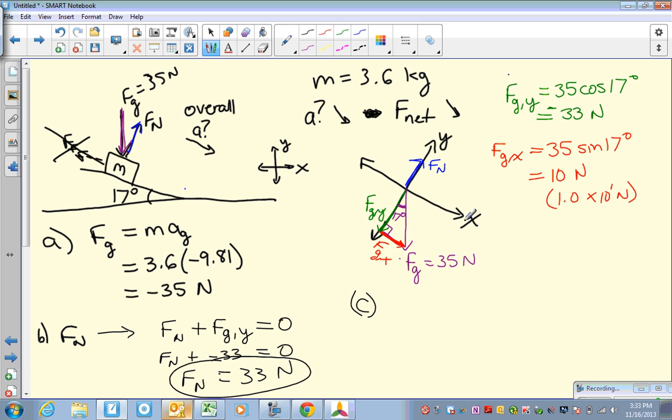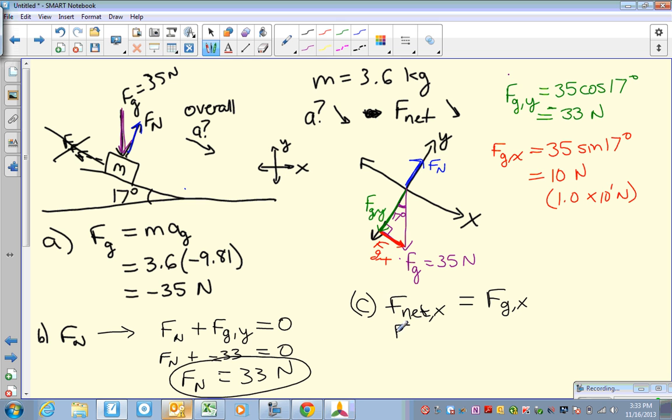So the ramp, if you notice, is the x direction. What forces are acting in the x direction? Well, if we look at it, we have normal force in the y, gravity in the y, gravity in the x. The only thing happening in the x direction is FGX. So really, F net in the x direction is the same thing as FGX.